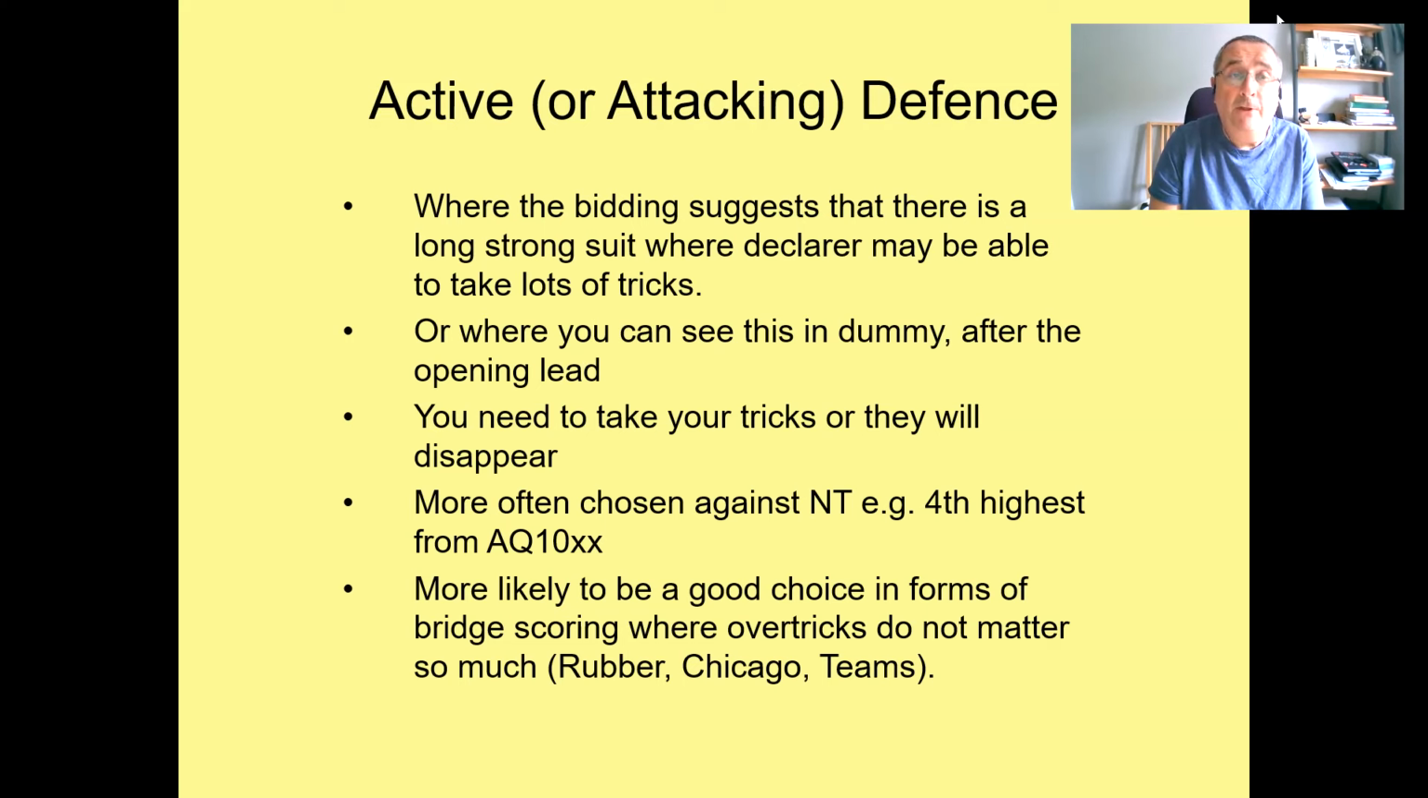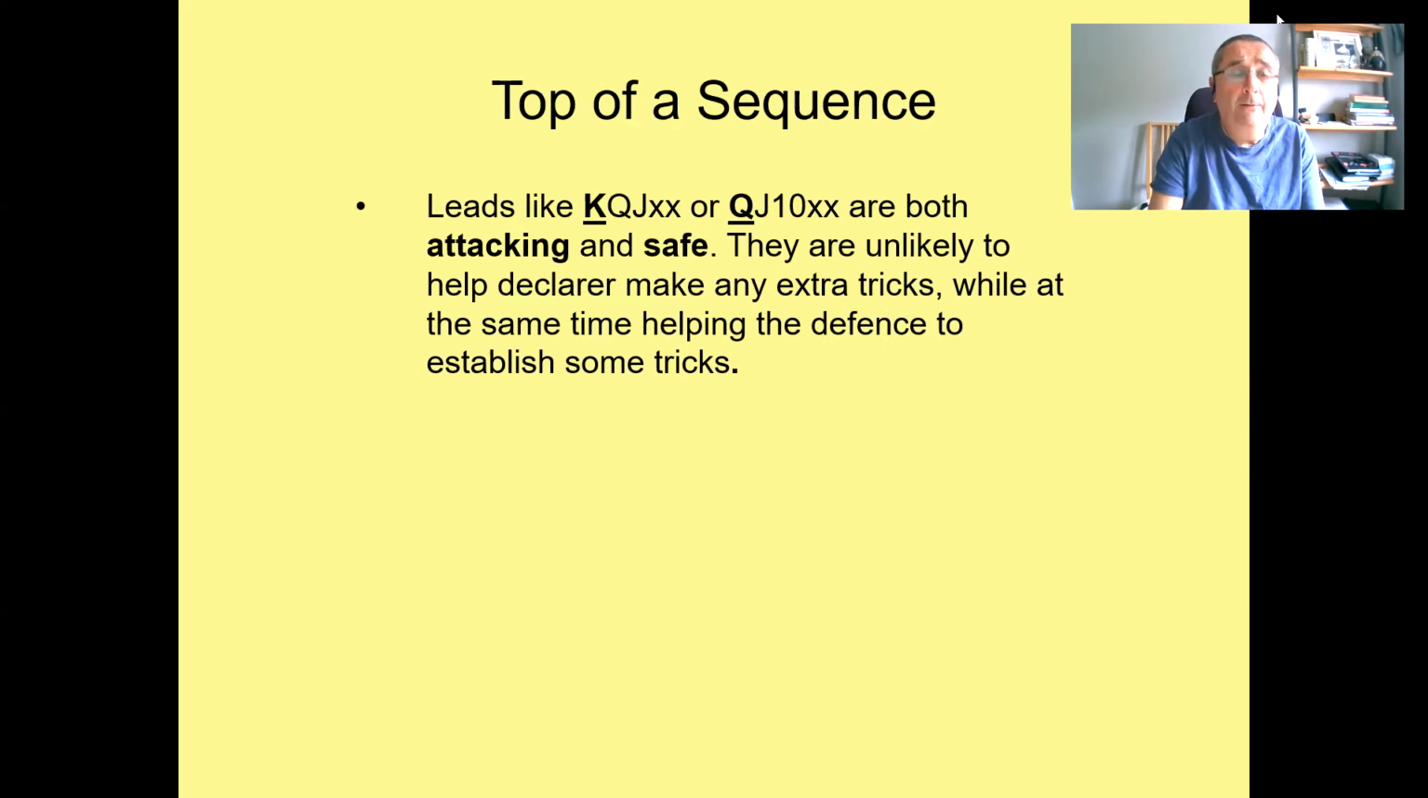So those are the differences. Sometimes it's not possible to tell what is appropriate. And you should remember that leads like the king from king, queen, jack, or the queen from queen, jack, 10 are attractive in nearly all situations because they are both attacking, but they are safe in the sense they are unlikely to give declarer any extra tricks, while at the same time helping you to set up tricks in that suit.